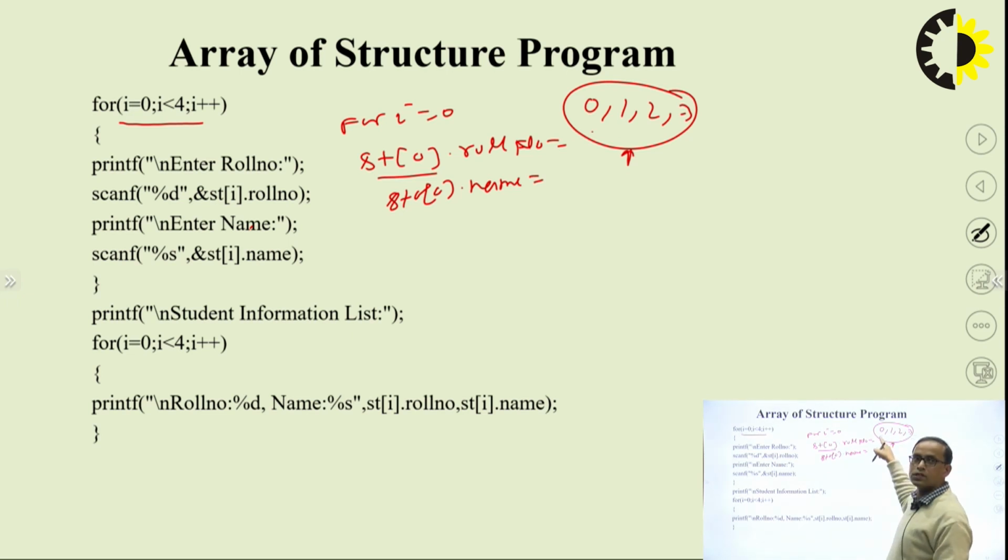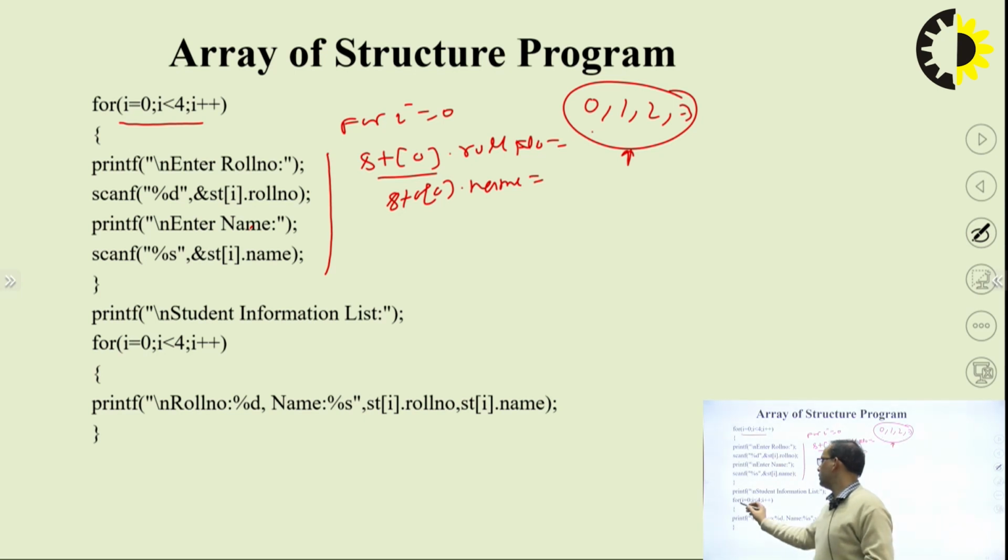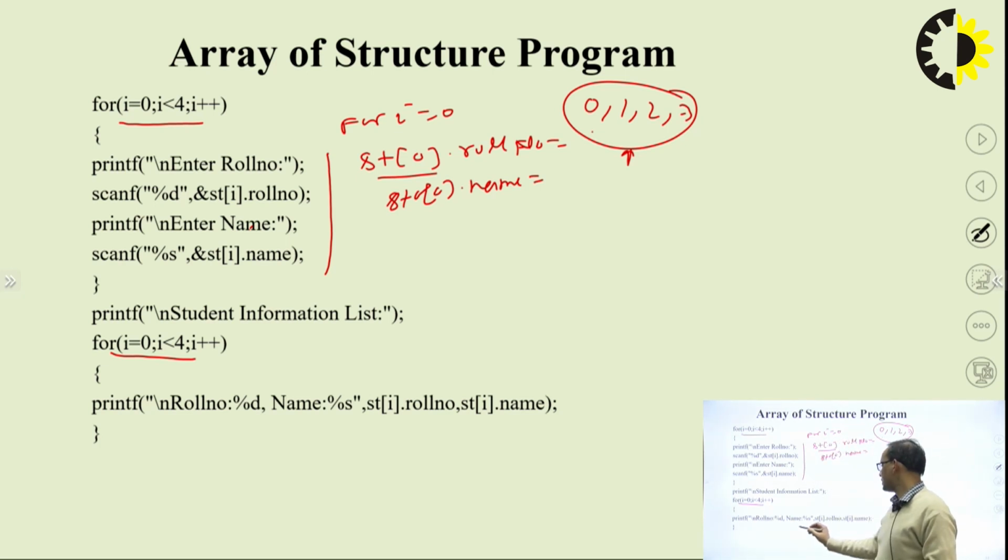This is for first student information, this is for second, this is for third, and this is for fourth. So in this way we will simply enter the information about the structure members for 4 structure variables, or for 4 students. Now we have to simply print those values. So again we will use the for loop. i will be initialized from 0 and it will go up to 3, and this is the way to print the structure member values, like sti dot roll number, comma, information about the second attribute, sti dot name.